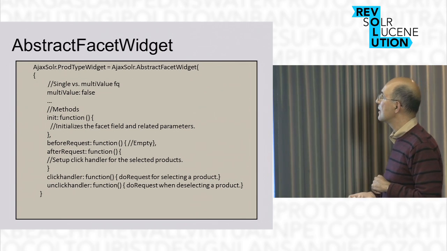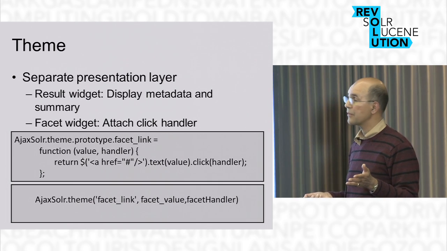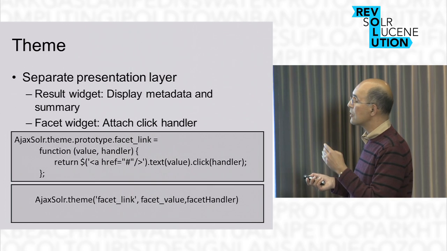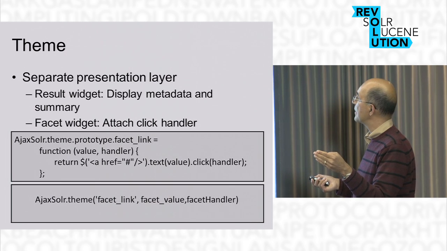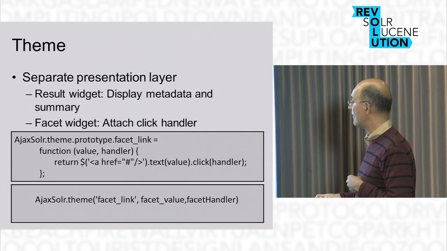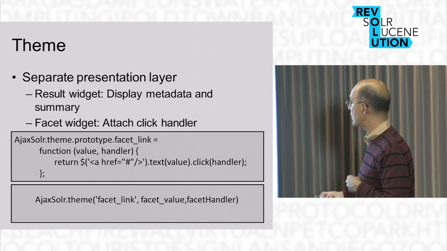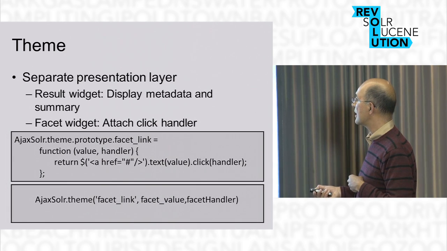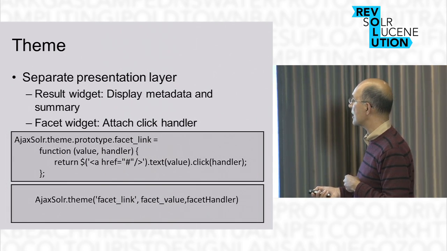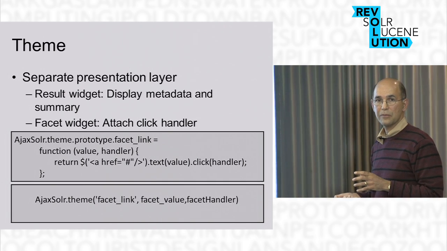Theme. Theme has to do mostly with the presentation layer. What's the goal of the theme? The goal of the theme is to separate the presentation layer from the rest of the code. So for example, in the facet widget, if we are trying to create a link and register a handler with it, we make a call to this method, and in the theme, this method is defined. That way you don't have to search for where the actual HTML is being generated.